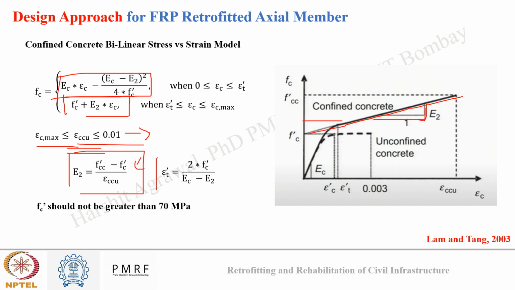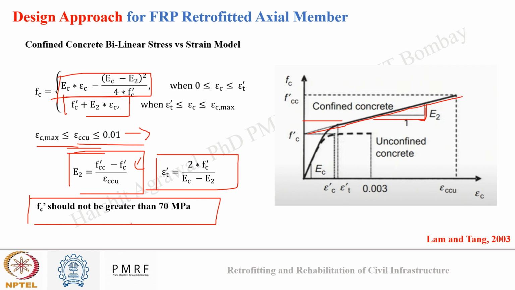And Et dash, the transition strain, is given by this value. All these values hold true when FC dash is not more than 70 MPa. So when my initial compressive strength of concrete is less than 70 MPa, then only all these relationships hold true.